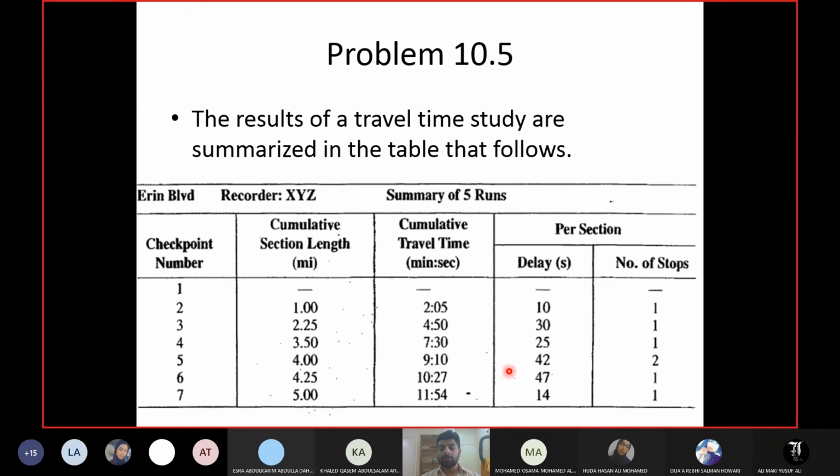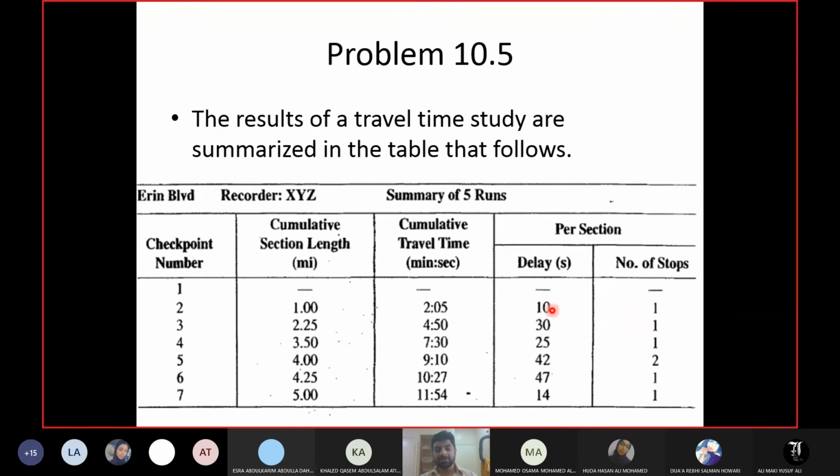Now the next 2 columns are for delay and stops, and they are for each section. If you remember, I told you yesterday as well that the observer has another stopwatch, and whenever the vehicle stops, he observes the time of delay in the second stopwatch, and he notes down the reasons of stopping and so on. Even the table which I showed you at the end of last lecture, in that table the delay and number of stops were mentioned for each section. So each section means what? From the previous point, not from the first point.